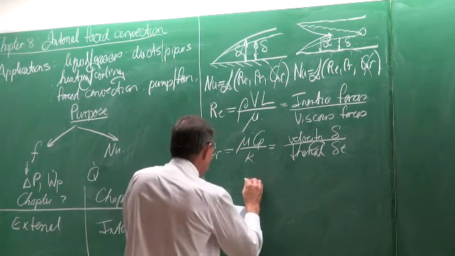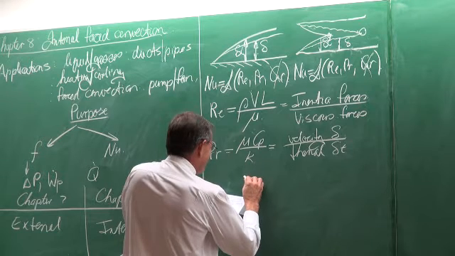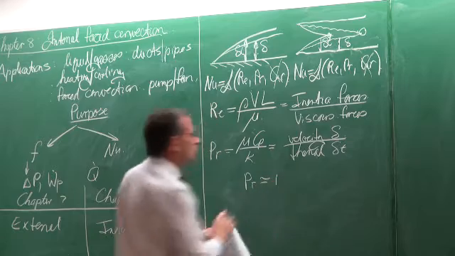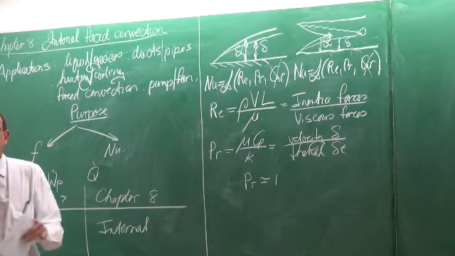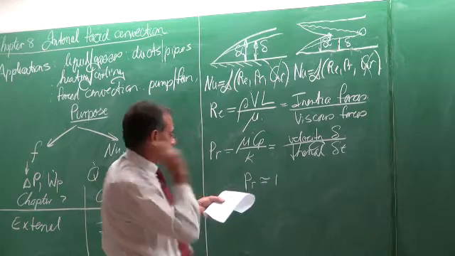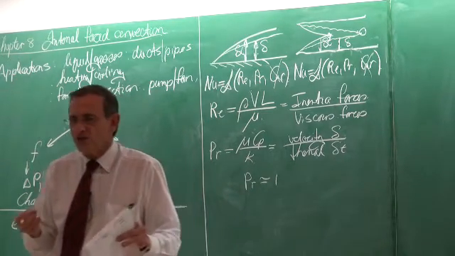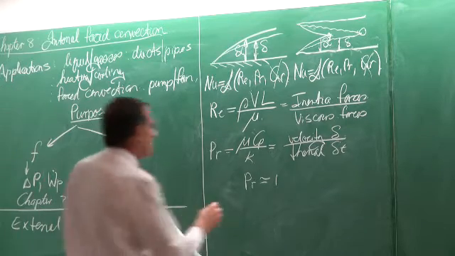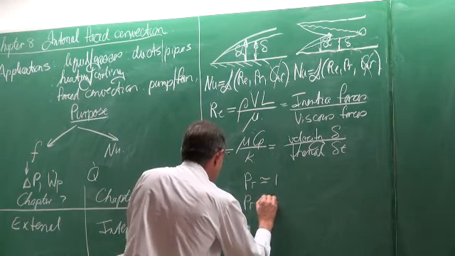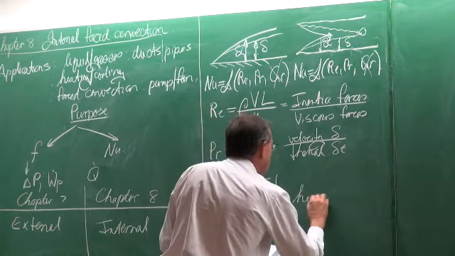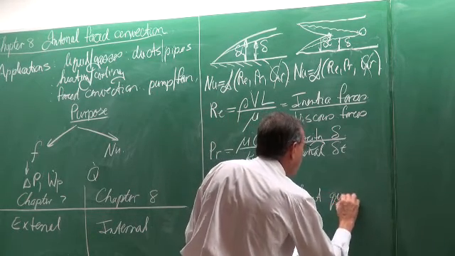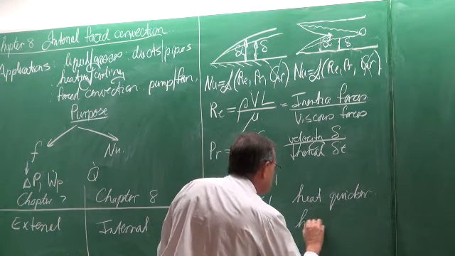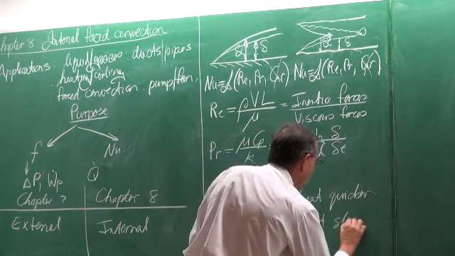Okay, and you will see in general that if the Prandtl number is approximately equal to 1, then the heat diffuses at approximately the same rate as the momentum diffuses. If the Prandtl number is smaller than 1, then the heat diffuses quicker. And if the Prandtl number is larger than 1, then heat diffuses slower.